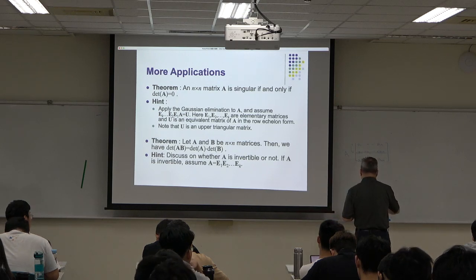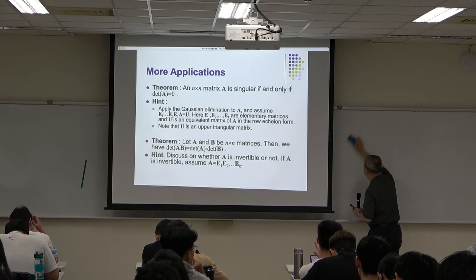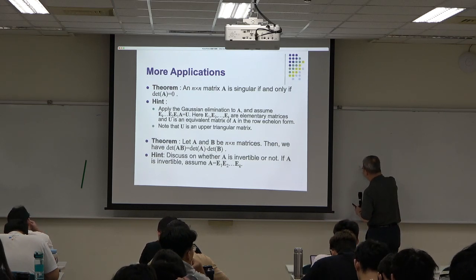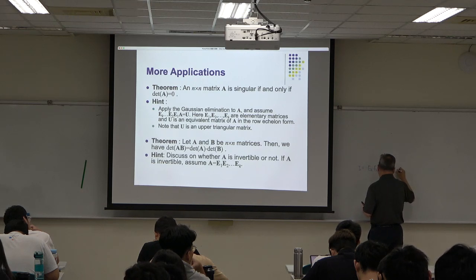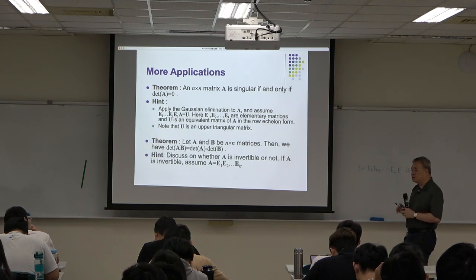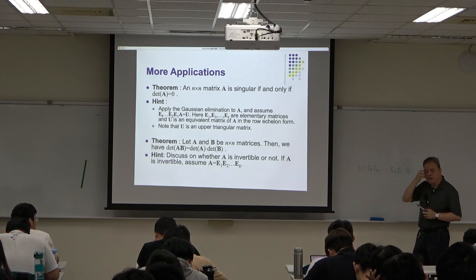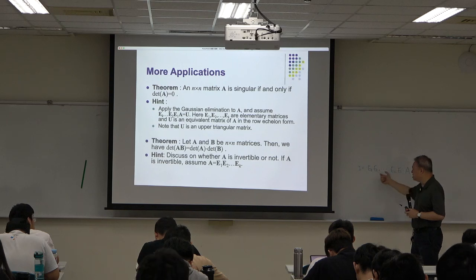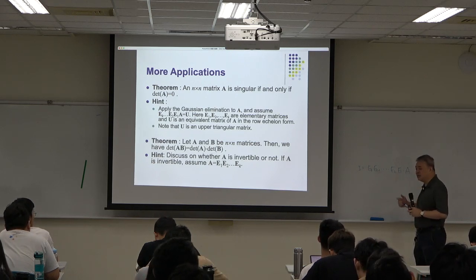So eventually it's going to be like this: I equal to E_k minus 1 ... E_k ... E2 E1 times your A. Through all these elementary row operations, eventually A can be converted into the identity matrix. That's what we meant by A is non-singular.